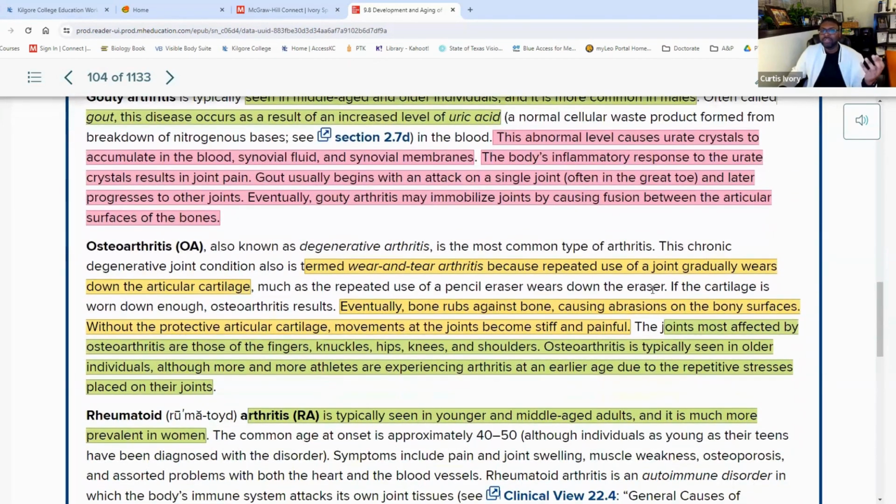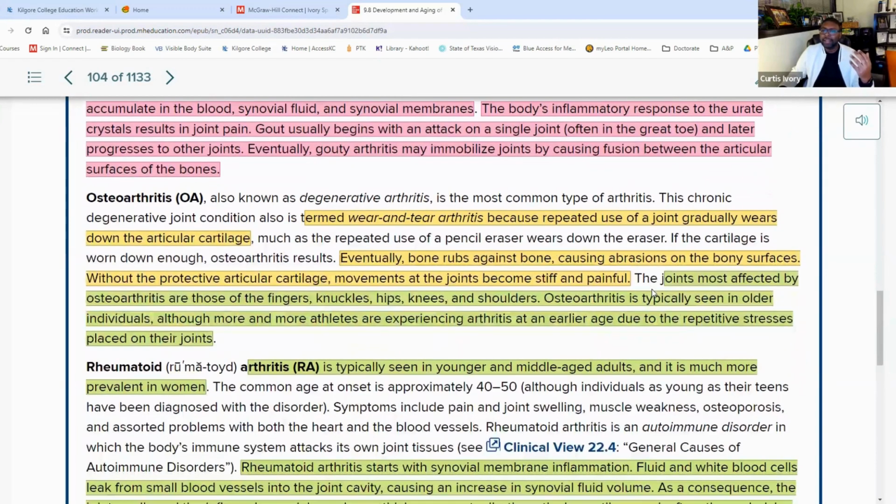You have what's called osteoarthritis, which is essentially termed wear and tear, which means that over time you have worn down your joints, and bone starts rubbing up against bone.